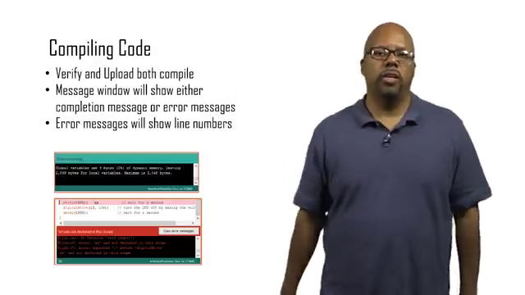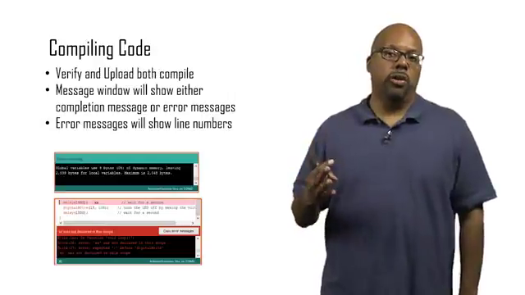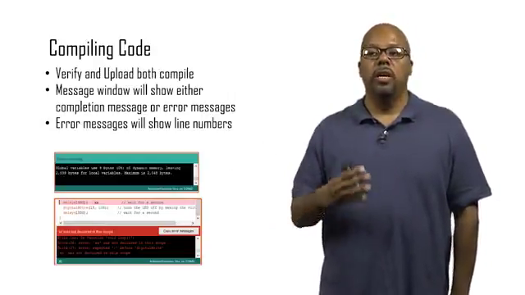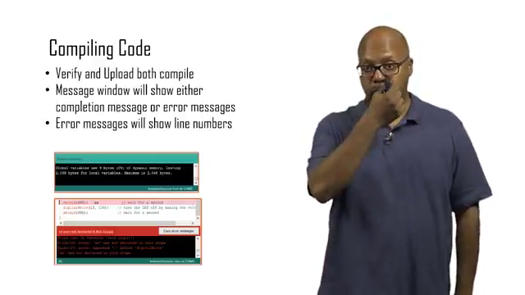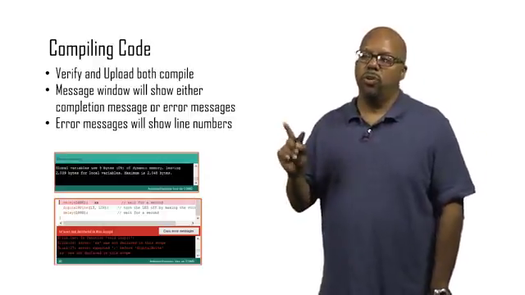Also, you can get those from the pull-down menus. So verify and upload both compile the code. Upload additionally copies the final executable to the Arduino, but both of those will compile the code. Now, what happens when you do it is there's a message window at the bottom.